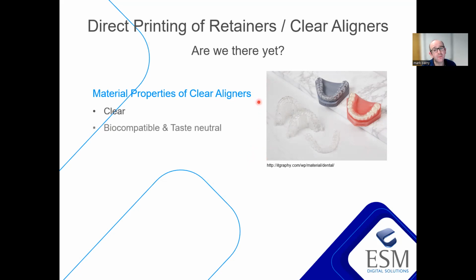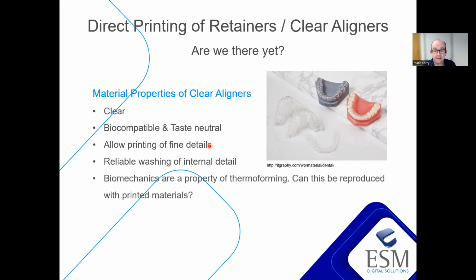The properties of a clear aligner: it needs to be clear. It needs to be biocompatible. It needs to taste neutral. It needs to allow the printing of fine details in a very thin cross-sectional manner. We need to be able to wash and clean that very reliably. You've got deep, narrow cavities within it for incisors, so you need to make sure that any excess resin is cleaned out of that.